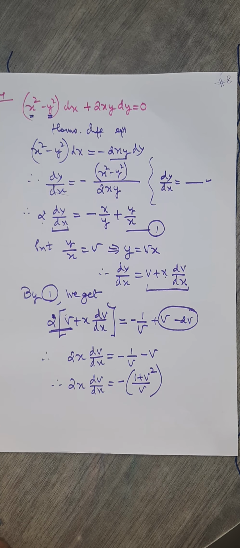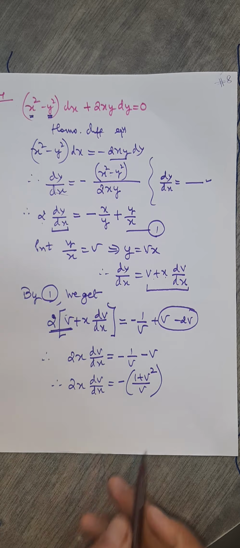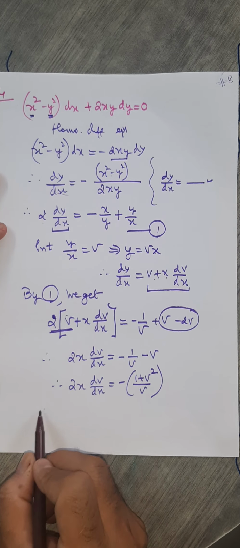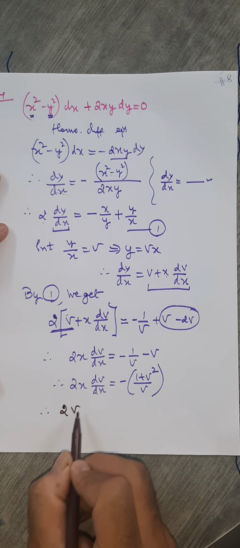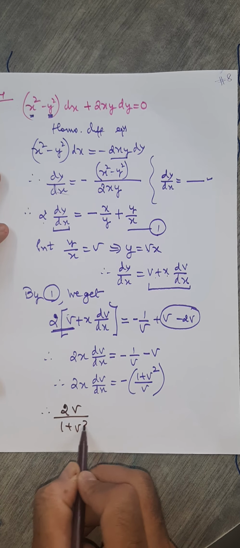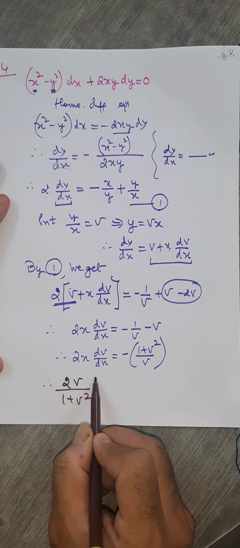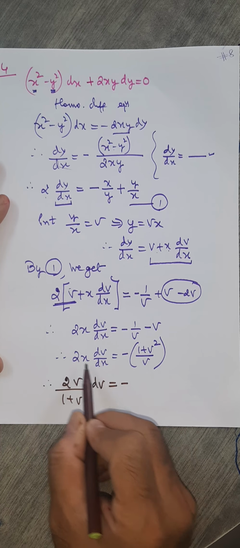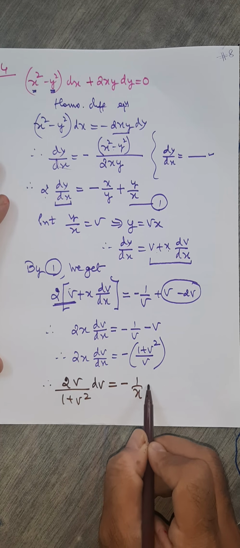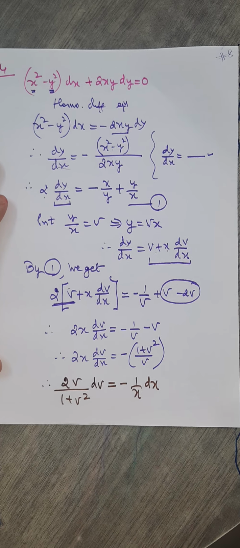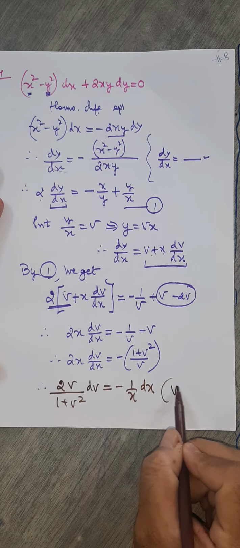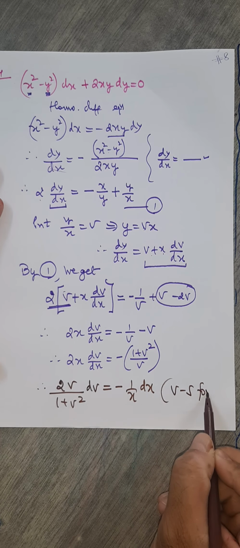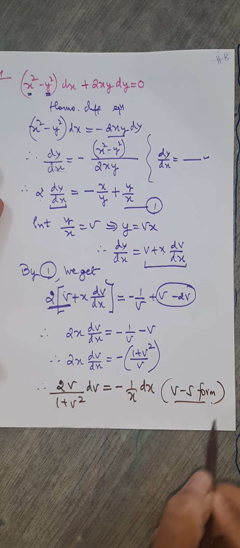You know, variable separable form. That's your next step. So I'll take this expression over here. 2 is already there. v/(1 + v²) dv. Your minus sign is already there. x will go down, 1/x dx. This is nothing but which form? Variable separable form. Now I leave it for you. Just do the integration and see.